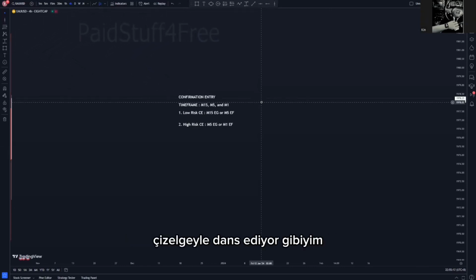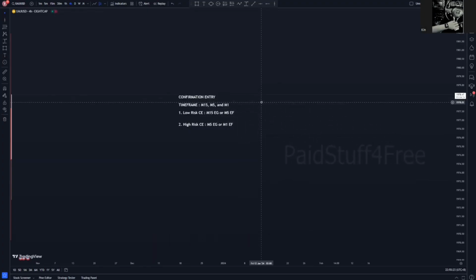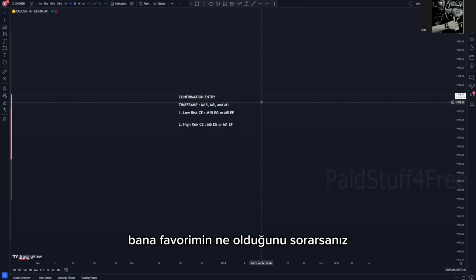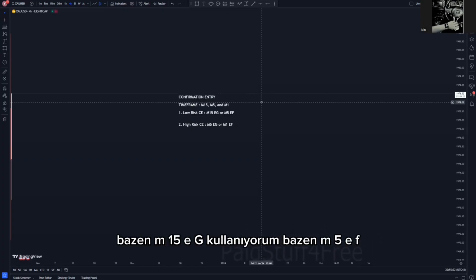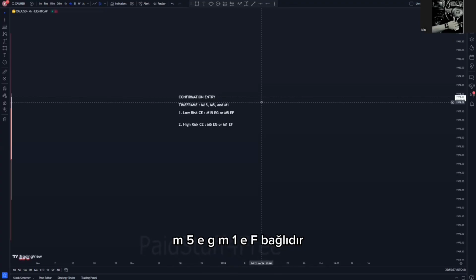It's like me dancing with the chart. When the price went up, yeah, I had my buy. When the price went down, yeah, I had my sell. So if you guys ask me what is my favorite, there is no favorite confirmation entry, because this is actually subjective. Sometimes I use M15 EG, sometimes M5 EF, M5 EG, M1 EF. It depends. So for the confirmation entry, is there any question?